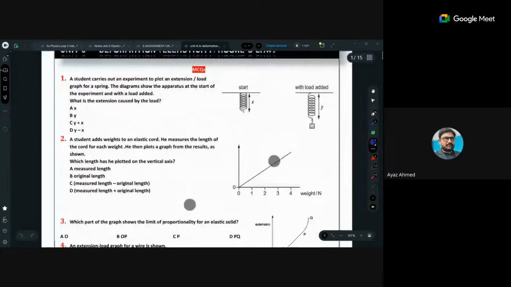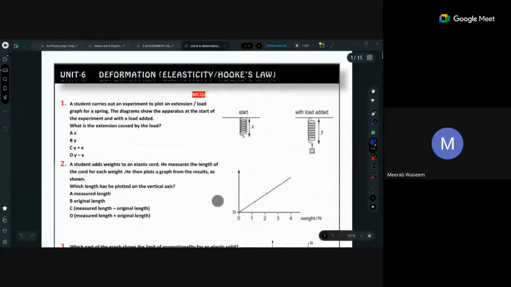So both of you are in O level stream, na? Yes. No, sir, I'm in IGCSE. Oh, great. So that's good. One will be explained from IGCSE, one from O levels, rather you have to explain a mix of both, right?